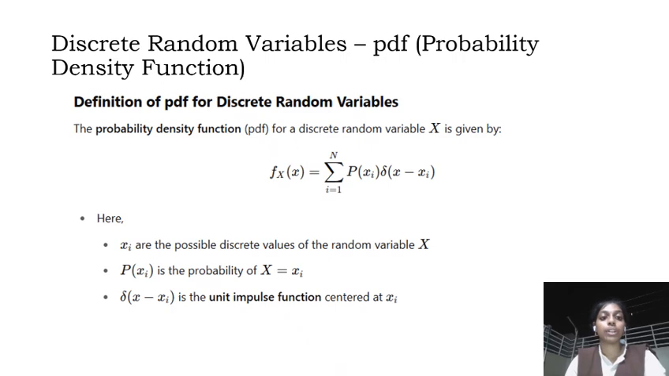There are two types of probability density functions. First one is discrete random variable. Second one is continuous random variable. Now we discuss discrete random variable. Definition of probability density function for discrete random variable.